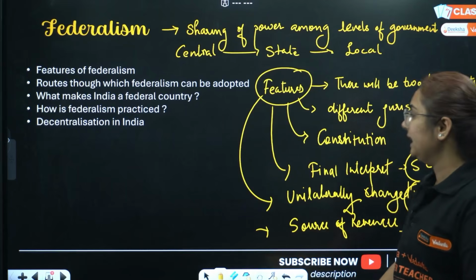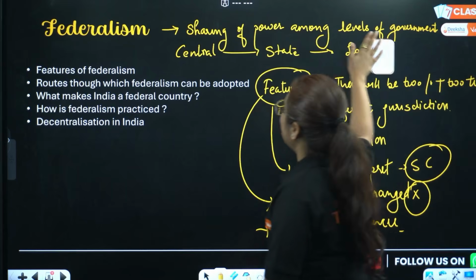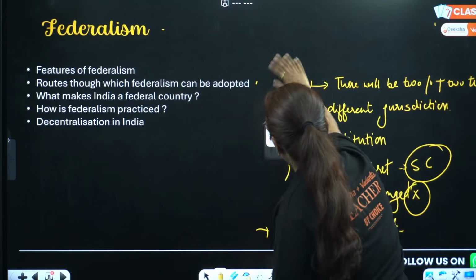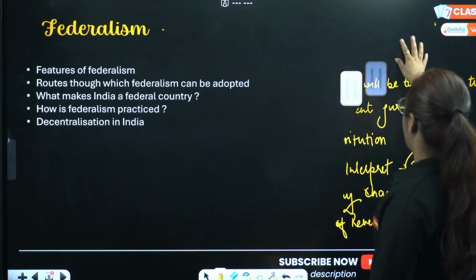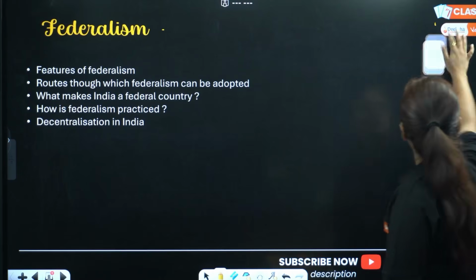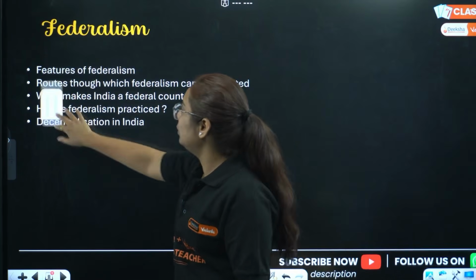Okay, very good. Now I want one answer from you guys: what is the objective of federalism? Two points are given in the book. I hope you have studied that. When you comment, I can understand that you know that.